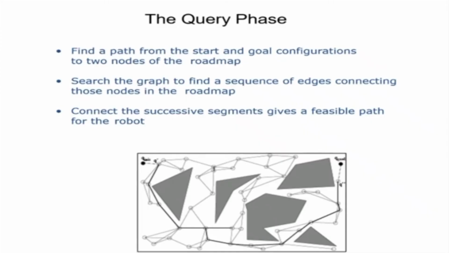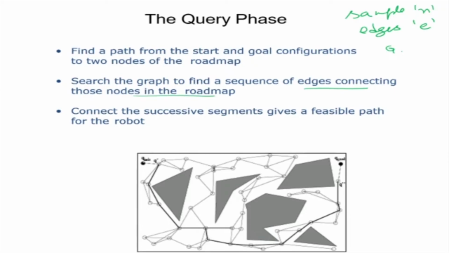So after you have made your connections, first we have done sample. That means we created nodes N. Then we got edges. So we have got edges E, and we have made our graph G, a connection of pathways as shown here. Now next is the query phase, where we have to find a path from the start and the goal configurations, two nodes of the roadmap. So search the graph to find a sequence of edges connecting those nodes in the roadmap.